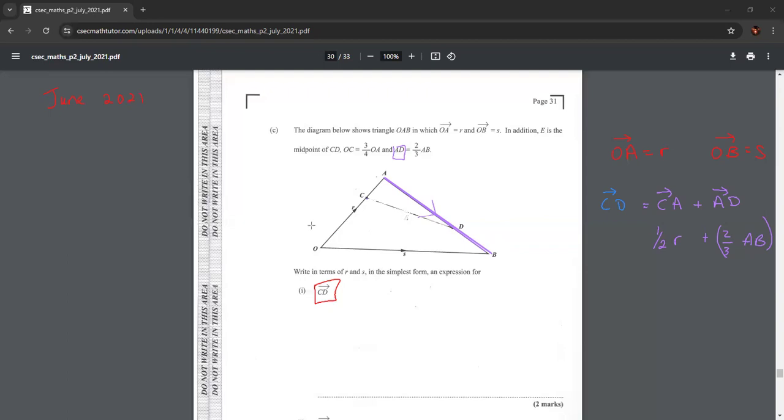Now, remember that we know that OA was R. I have it here already. And we know that OB was S. So in order to find AB, right? So remember, we're starting at A and ending at B. In order to figure out this vector, I'm going to go the long way around. So I'm going to move from A to O, and then from O to B.